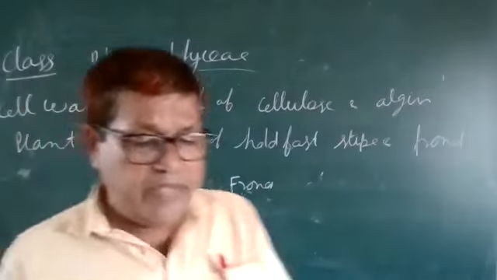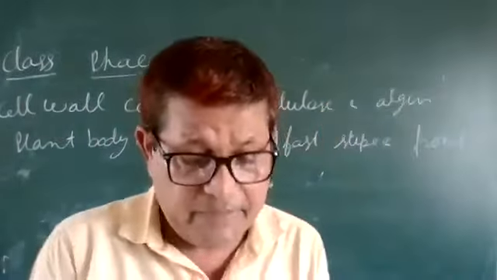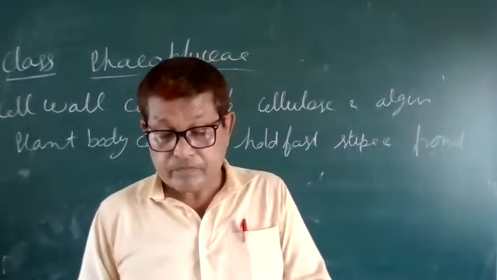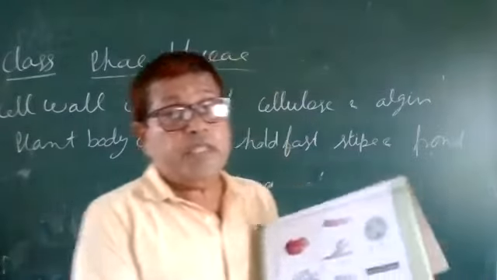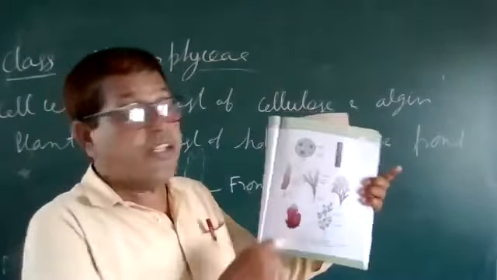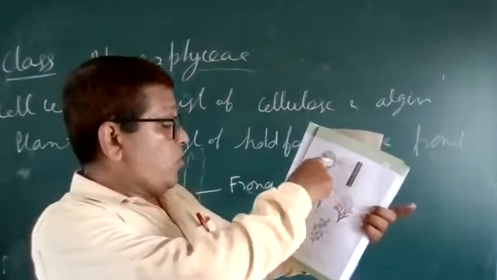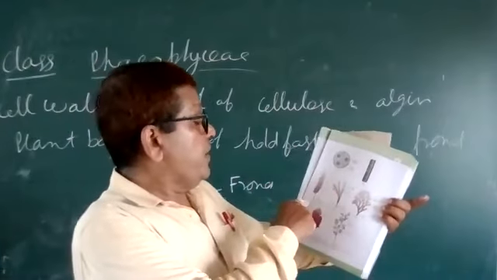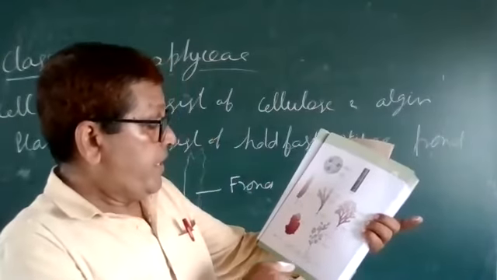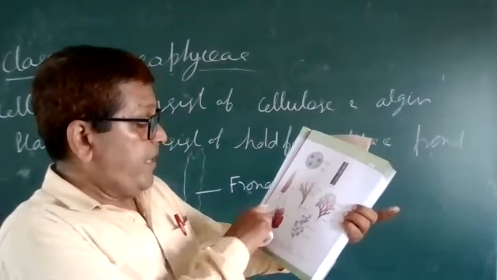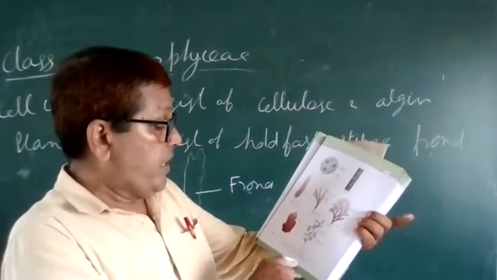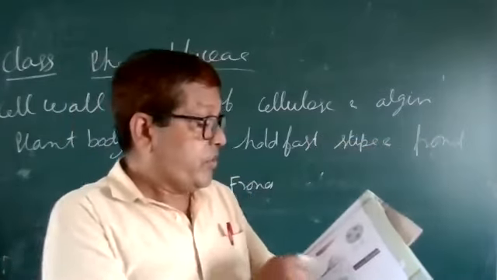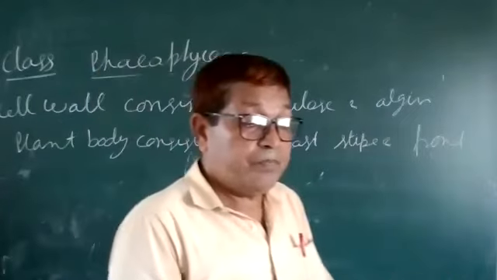Different diagrams of algae are given here, so you can see the diagram given in our book. First, this is a member of the Chlorophyceae, and this one is a member of the Phaeophyceae, called brown algae. This is Laminaria, Fucus, and Dictyota, and Porphyra and Polysiphonia are the red algae. So we have studied these.